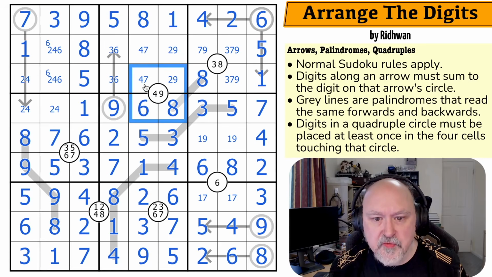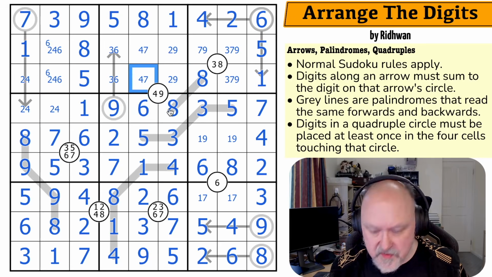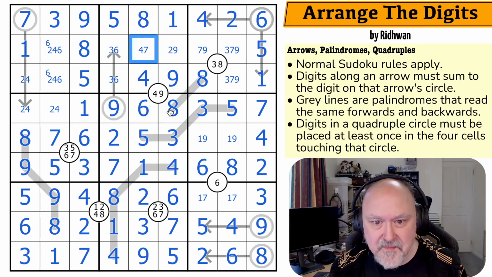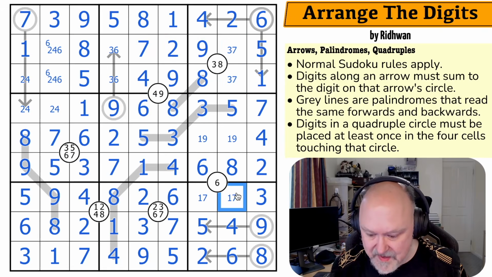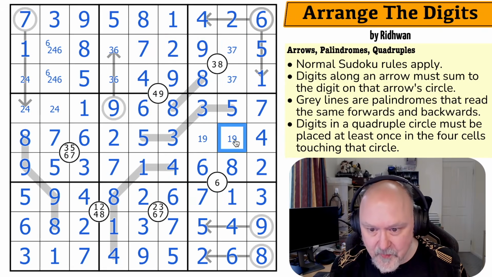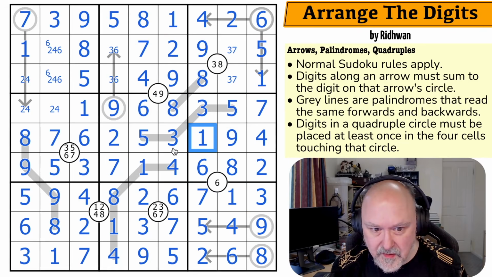Oh, 4, 9 quadruple. Neither of those are 4 and 9. So that's the 4, that's the 9, meaning that's the 7 and that's the 2. The 7 means that's the 9, and I can take 9 out of both of those. The 3, 7 looks down, making that the 1 and that the 7. The 1 looks up, making that the 9 and that the 1.